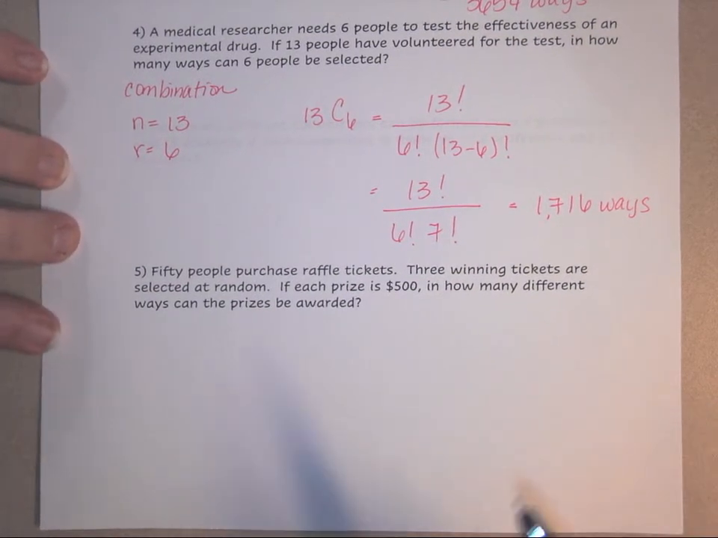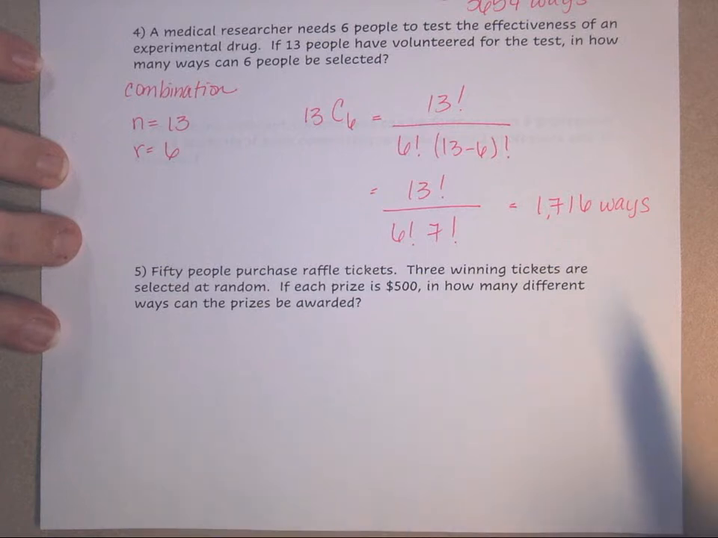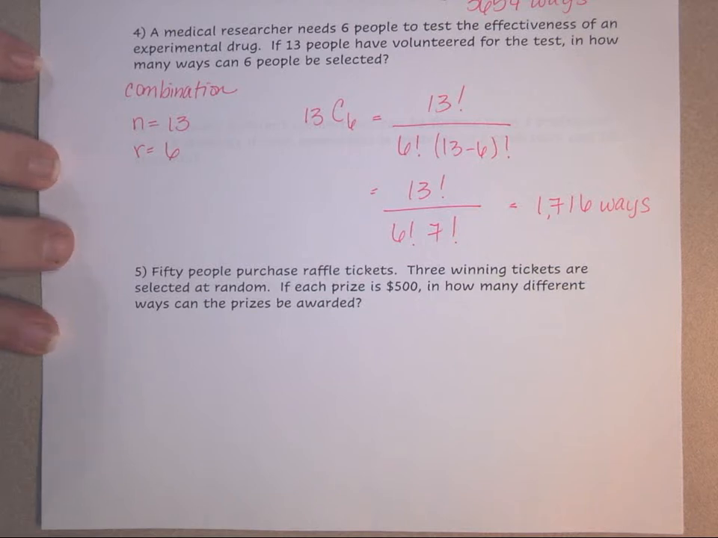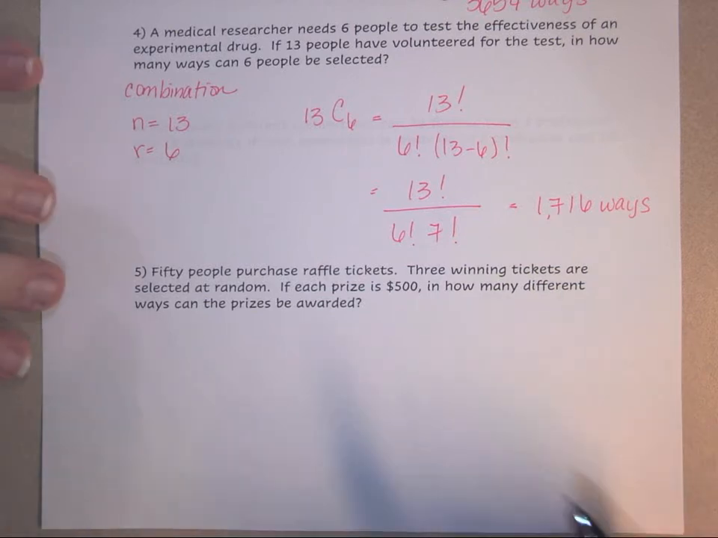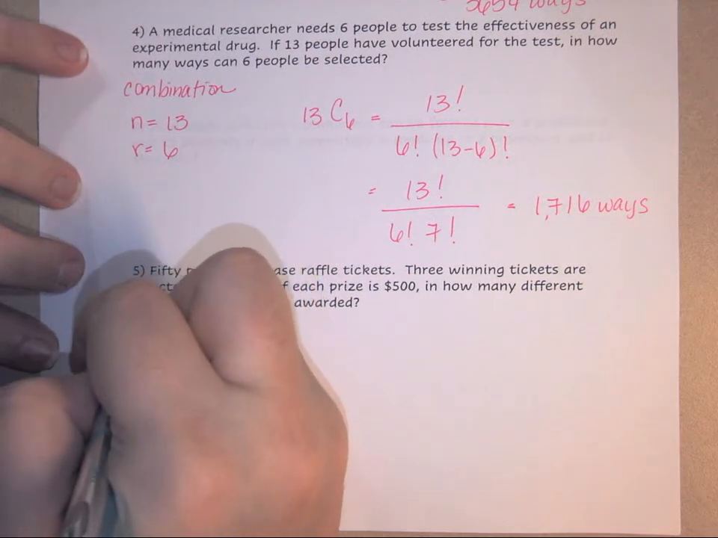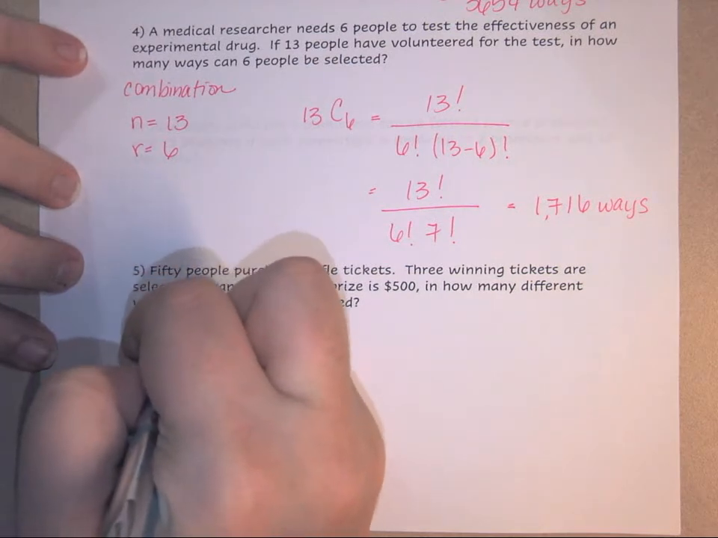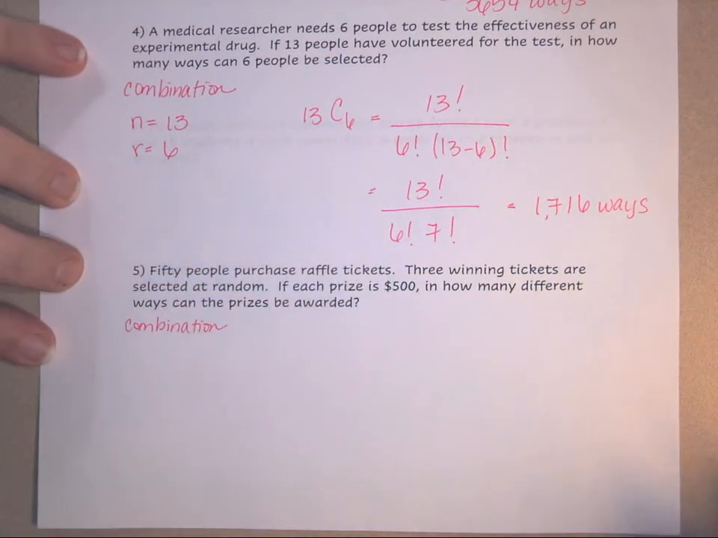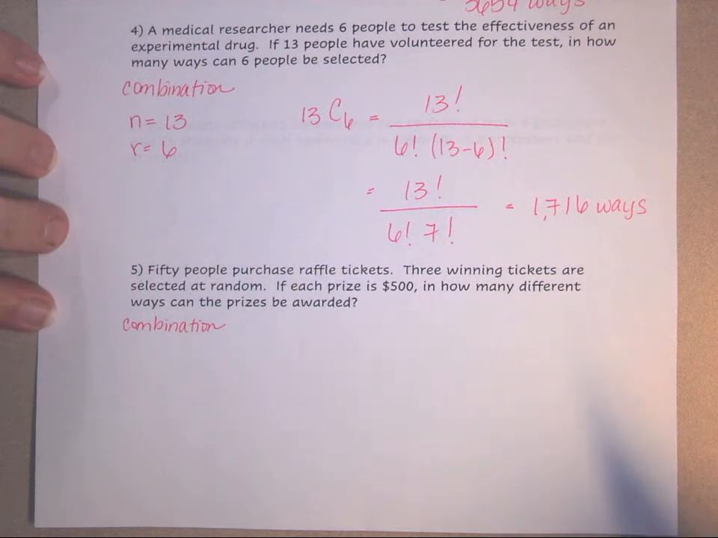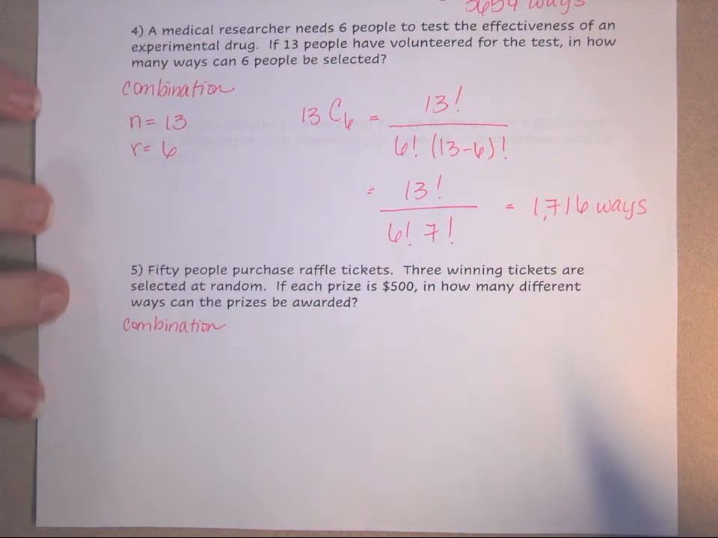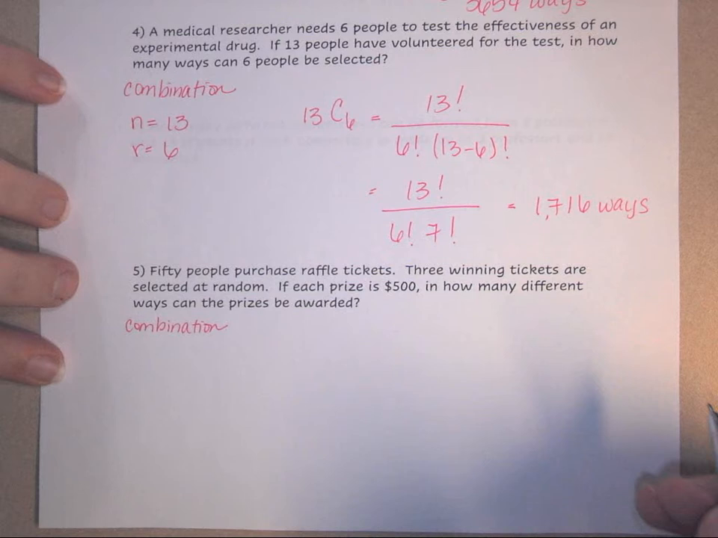Okay, let's look at another one. 50 people purchase a raffle ticket. 3 winning tickets are selected at random. If each prize is $500, in how many different ways can the prizes be awarded? So this is also a combination, in that all prizes are the same, therefore the order of the prizes being given out does not matter.